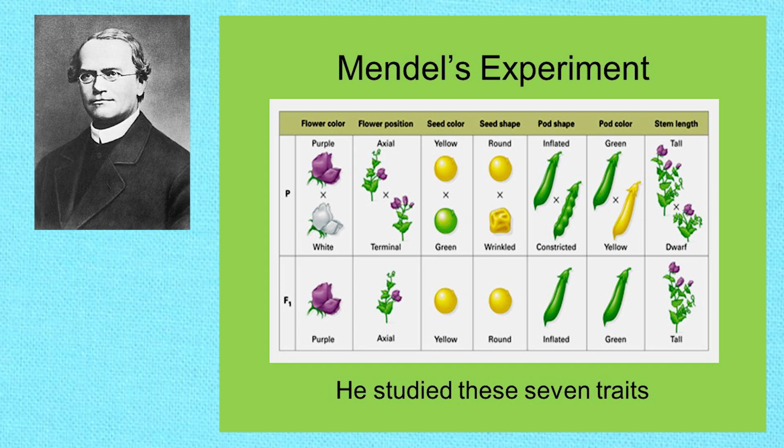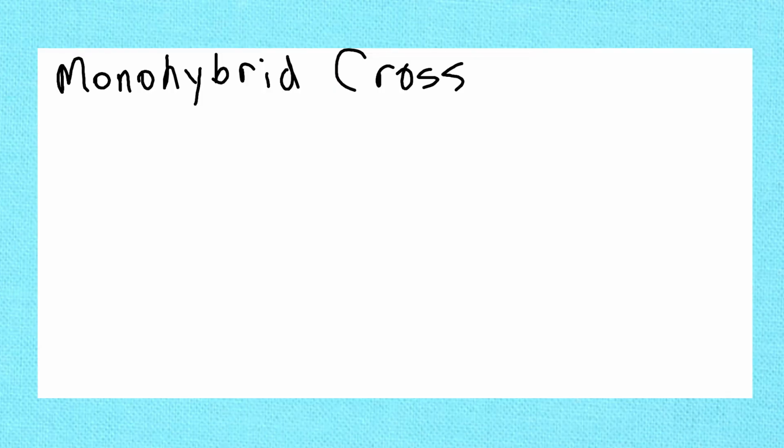So Gregor is kind of the father of genetics, and he started something called a Punnett Square. This is how he was able to run his experiments on his pea plants. I'm going to show you monohybrid and dihybrid crosses. Let's do monohybrid first because mono means one. That means we're looking at one trait. Say one pea plant is heterozygous.